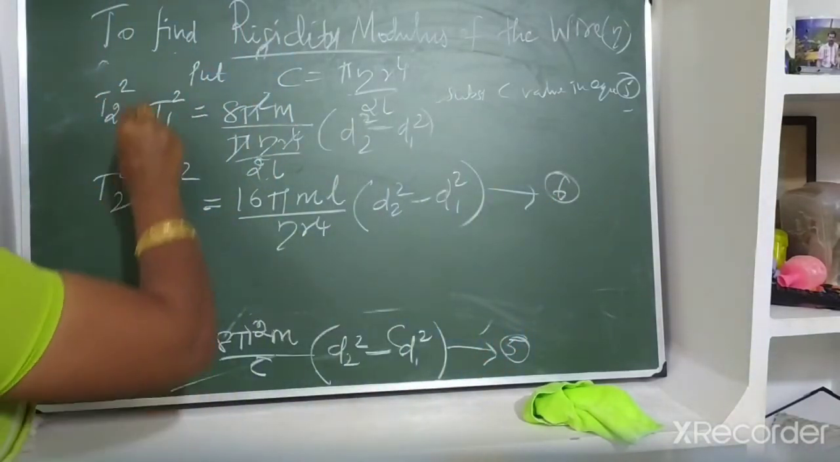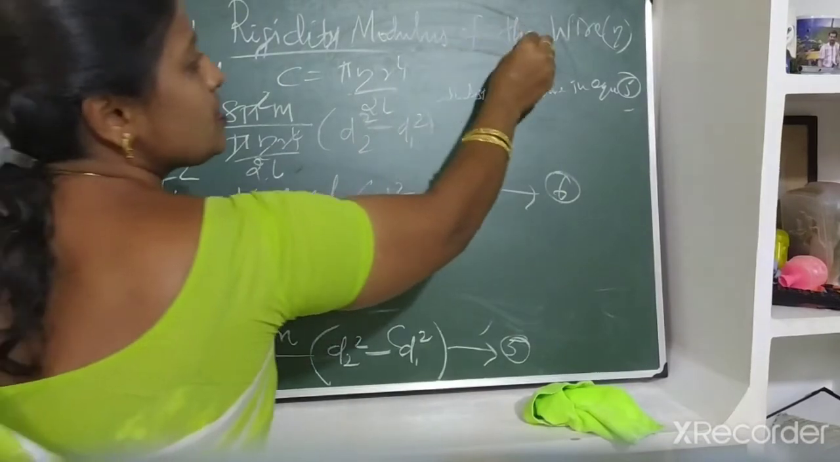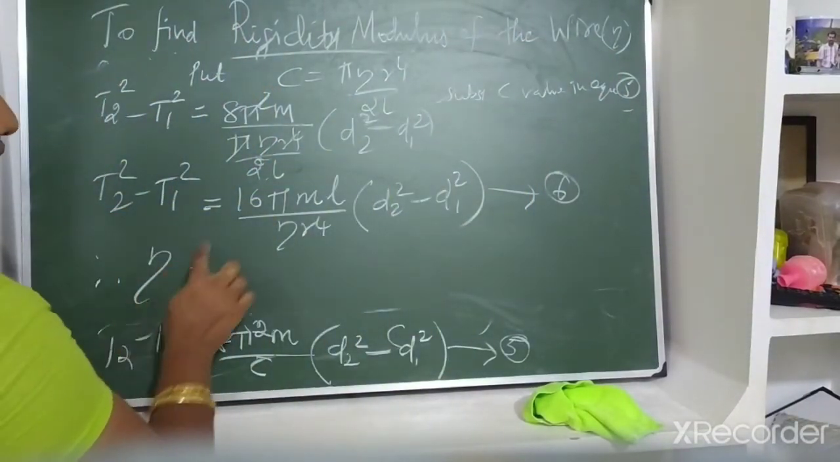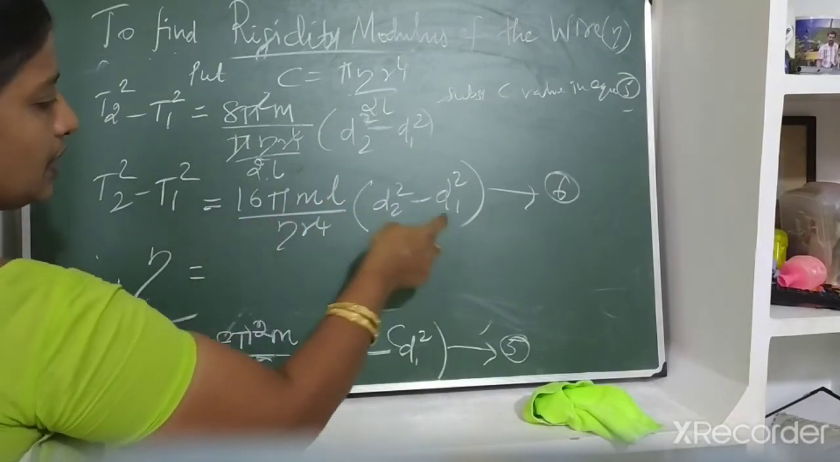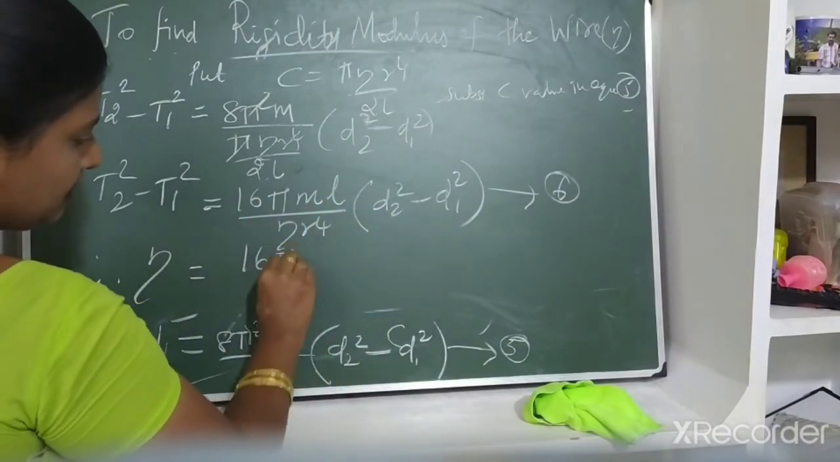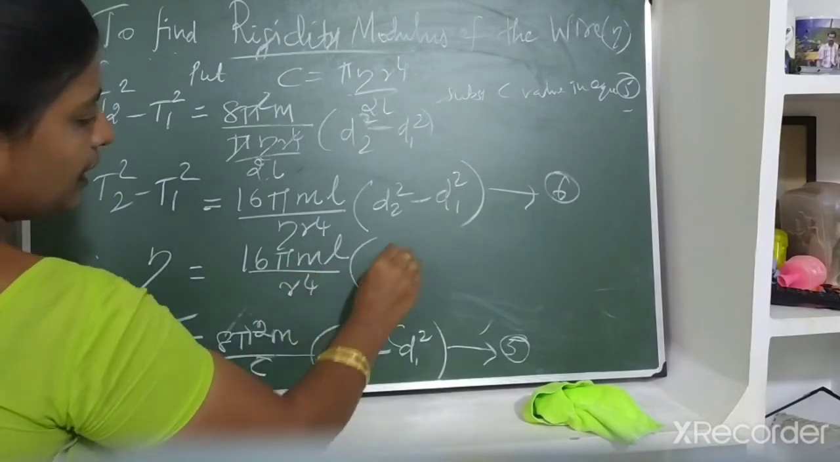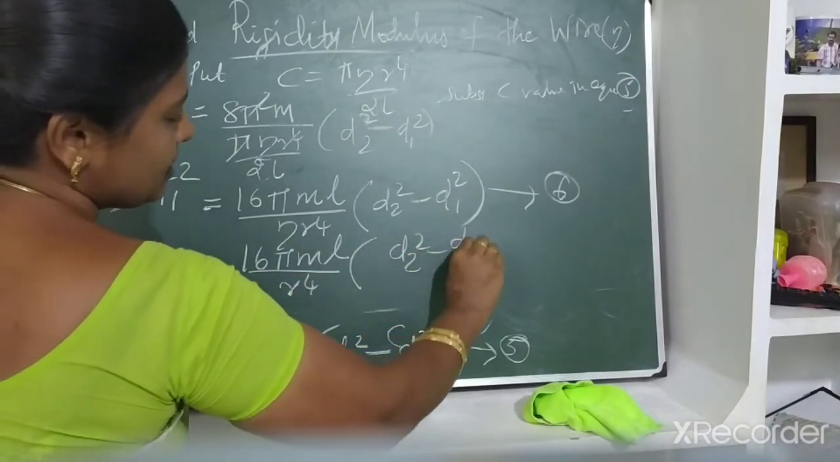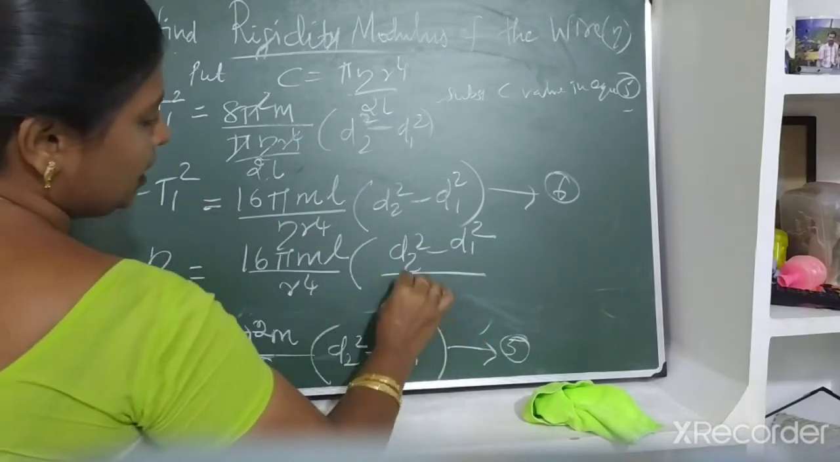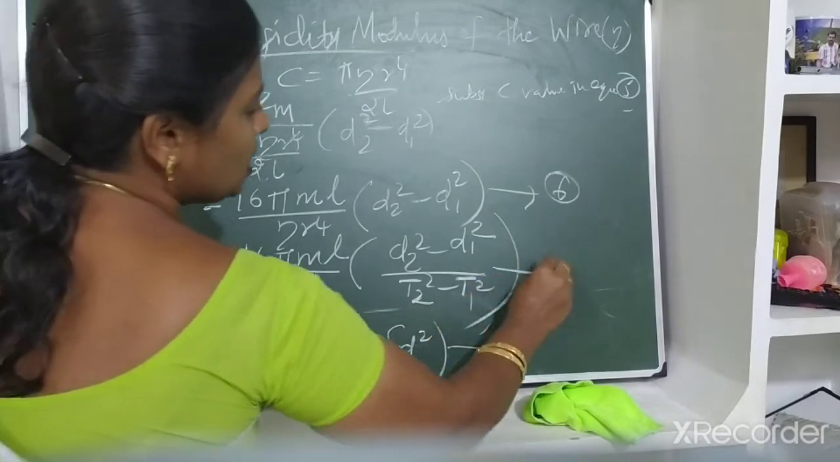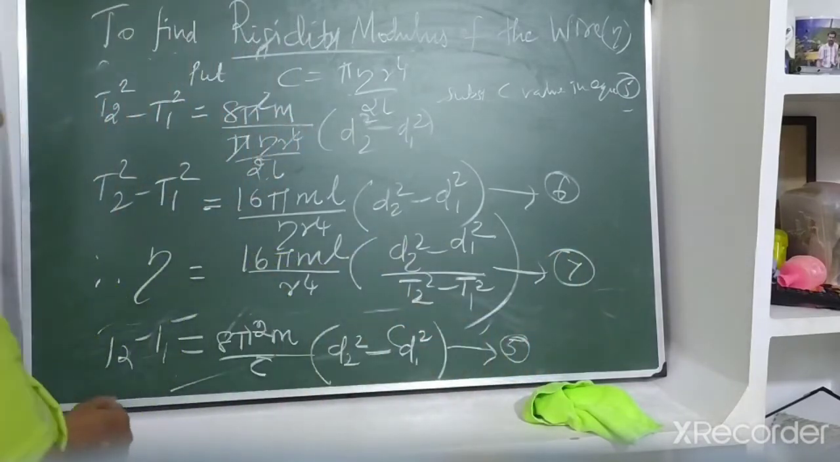Where the question is to find the rigidity modulus of the wire, eta. Therefore, eta equals, this going to the denominator, 16 pi m l divided by r power 4 into d2 square minus d1 square, divided by T2 square minus T1 square. That is equation number 7.